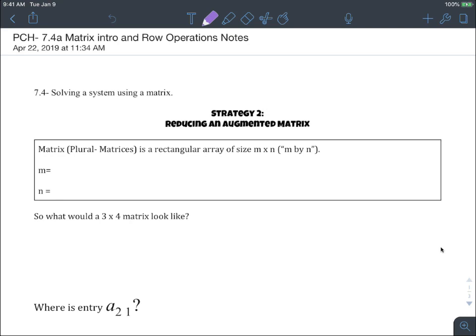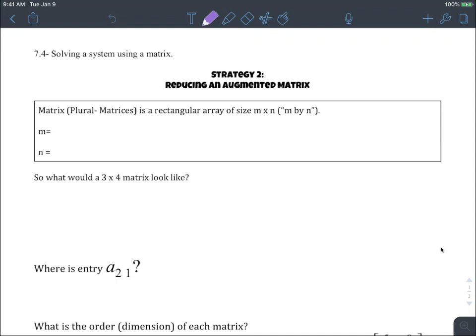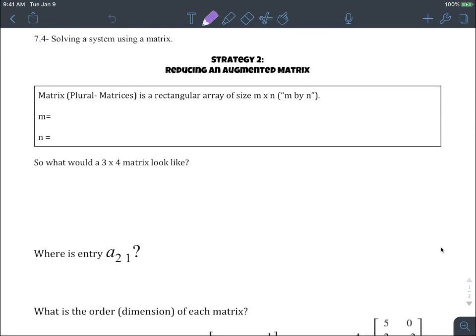All right, so we're going to look at strategy number 2, which is using reduced row echelon form of an augmented matrix. So first off, I think we need to figure out what a matrix is. A matrix is a rectangular array of size m by n. Okay, and m is equal to the number of rows, so rows going this way, and n is the number of columns, so this way.